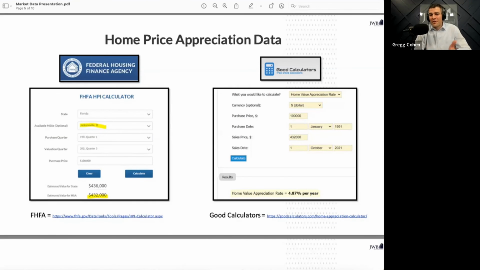What you're doing now is you're figuring out your home price appreciation rate because you have the figures. Now you have to figure out the rate. And so it's easy to fill out, right? You choose $100,000 as your purchase price. You choose the dates in correlation with the dates that you chose on the previous calculator. And then what it does is it kicks out a home value appreciation, and that's the key. That's how you figure out how much your market has appreciated since 1991.